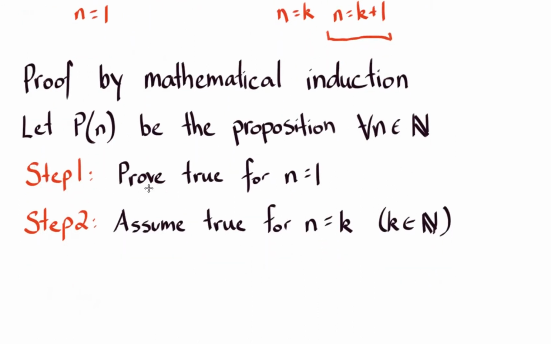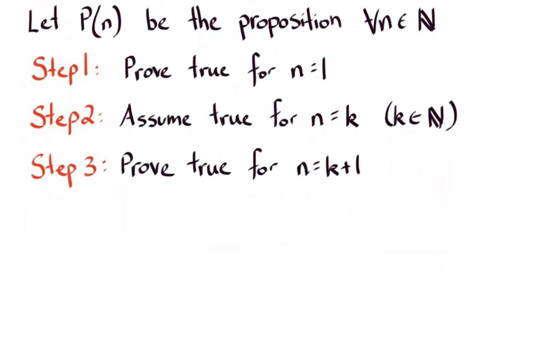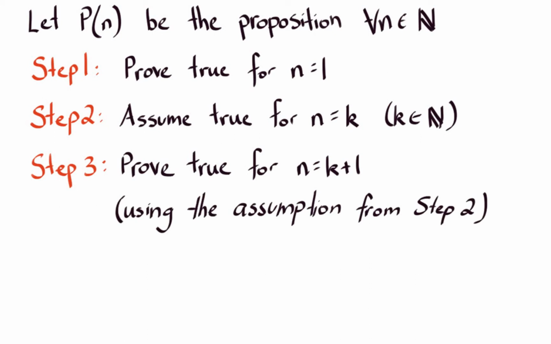Alright, and finally, step 3. Prove true for n=k+1. So this is that domino that's following the kth domino. Now, when we do step 3, and this is by far where the most heavy lifting happens in the mathematical induction process, when we do this step, we need to use step 2 to help us. And we'll see how to do that in the examples that are following shortly.